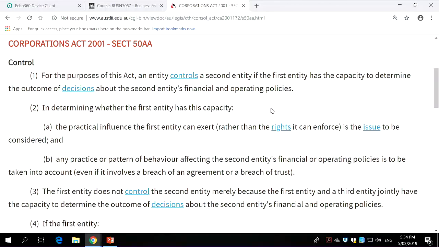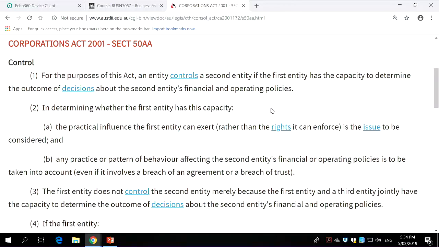But what 50AA actually contemplates is that control might come about through other means. Okay, so it might be that you have control over another entity which has a large number of shares in the company that we're talking about. So let's just keep that.